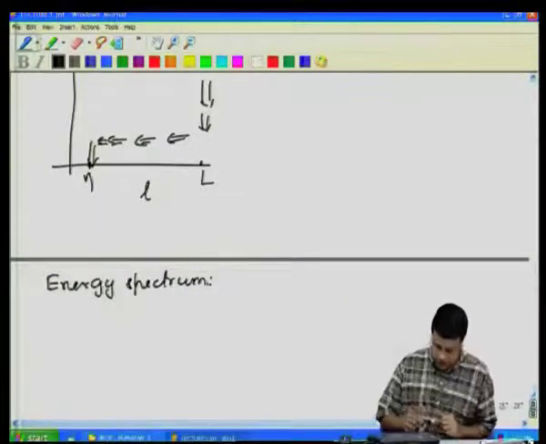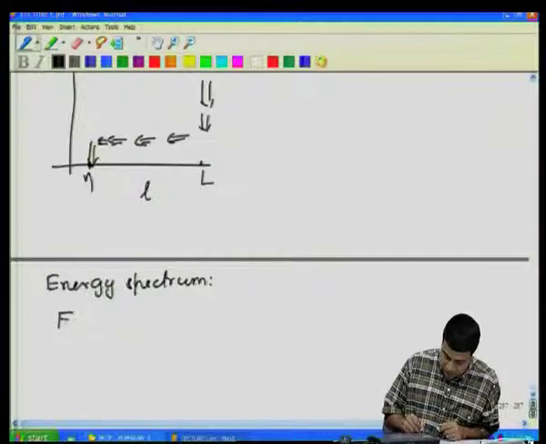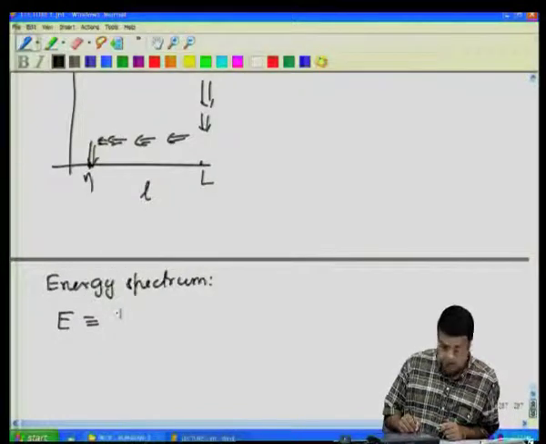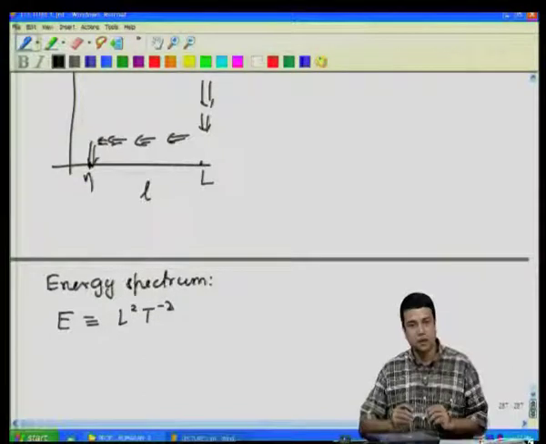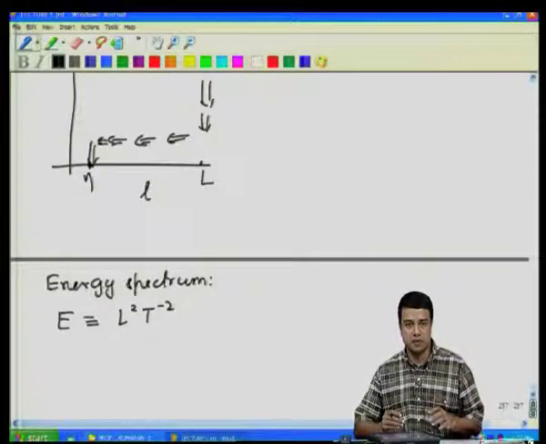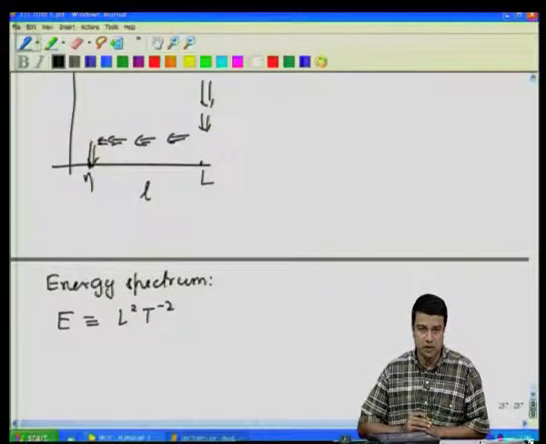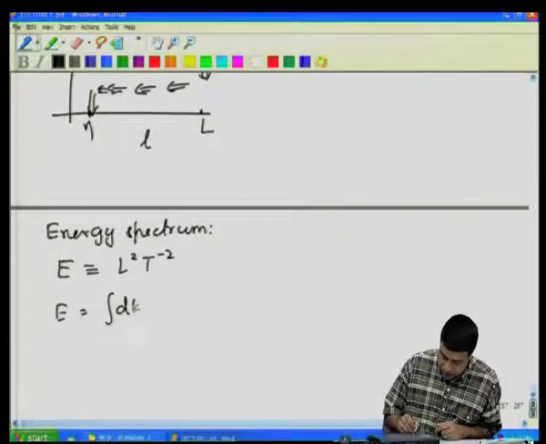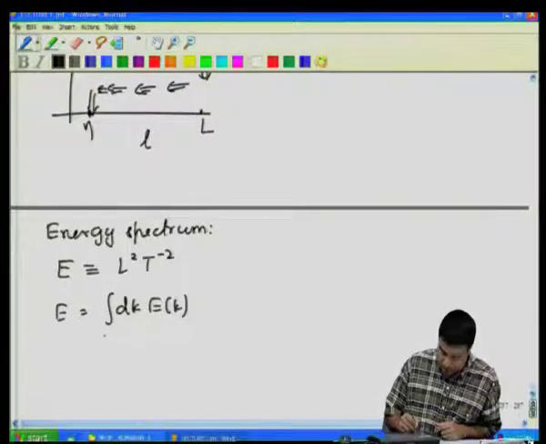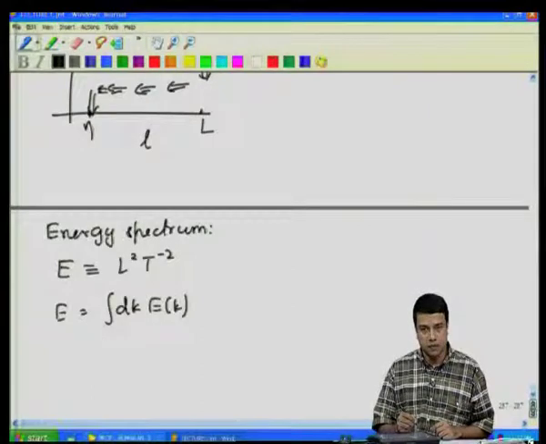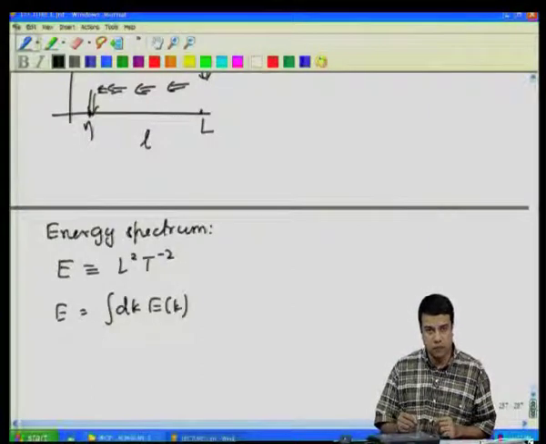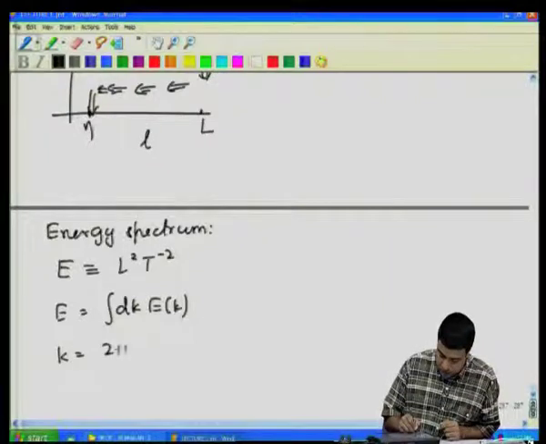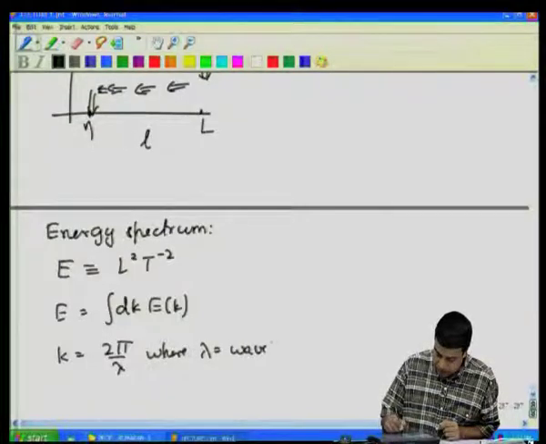The kinetic energy itself, I will call it E here. This has units of length square T power minus 2. That is because I have scaled it by the density. So, this is energy per unit mass which has dimensions of length square T power minus 2. You know that in Fourier transforms you can always write this. The energy can be written as integral dk E of k, where k goes from some small value to a large value. This k is equal to 2 pi by lambda, where lambda is equal to wavelength of fluctuations.